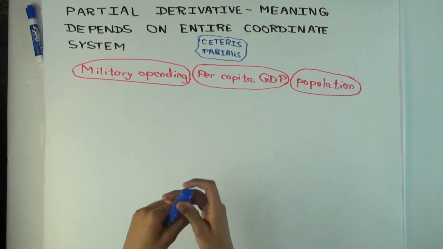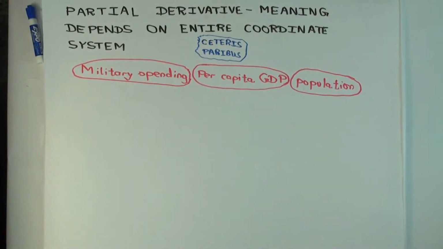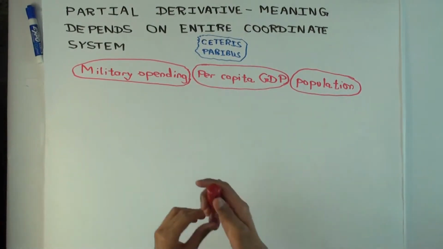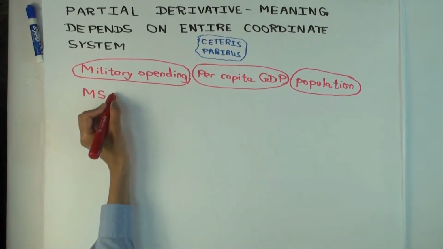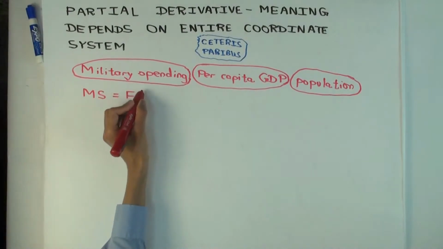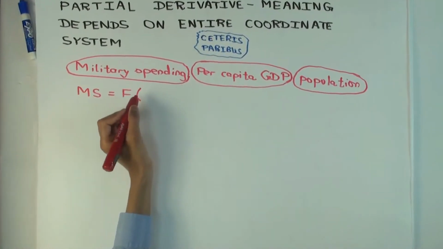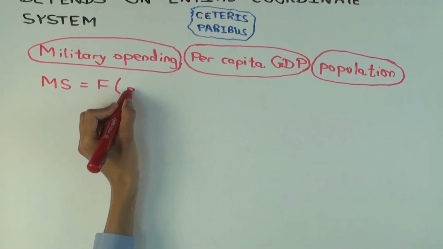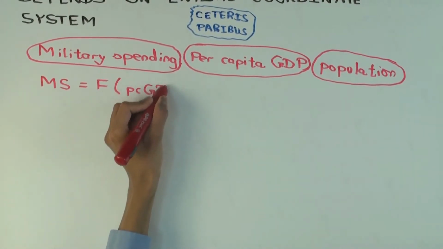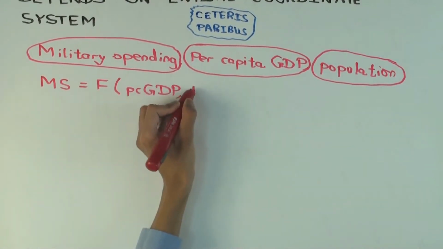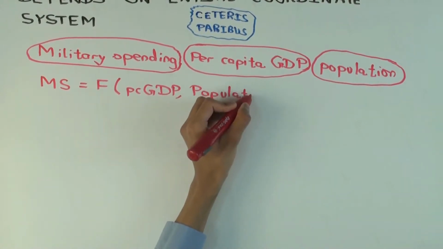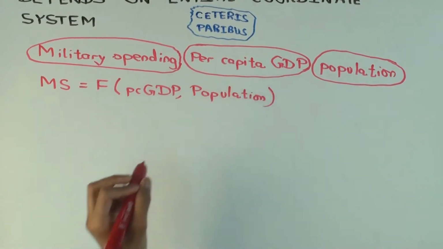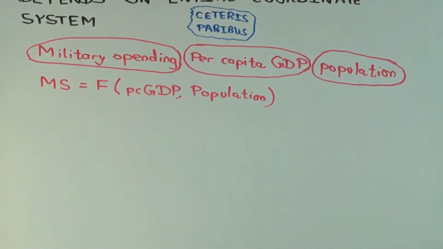Okay, so let's say you have a function, I'll call it capital F. I'll use MS for the military spending. Let's say MS is a function of the GDP per capita and the population. That means that if two countries have the same population and the same per capita GDP, they'll have the same military spending in this simple model.